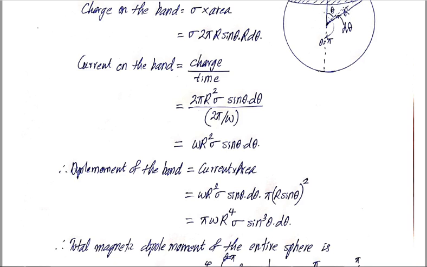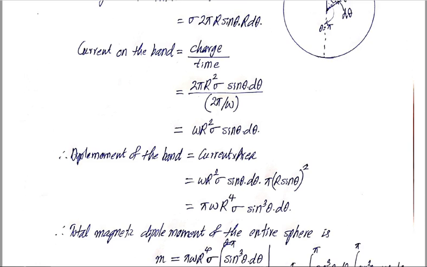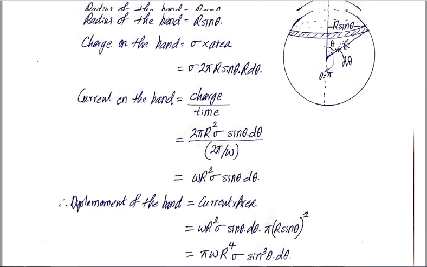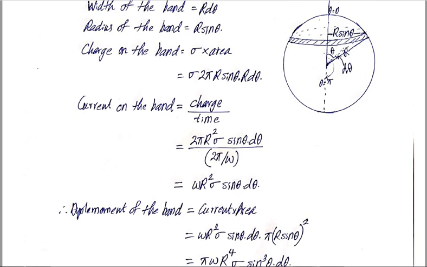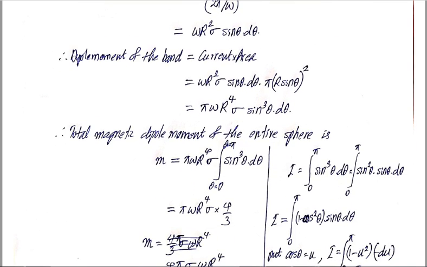Therefore, the total magnetic dipole moment of the entire sphere is obtained by integrating this expression for all narrow bands, starting from the angle theta equal to 0 to the angle theta equal to pi. If we integrate from theta equal to 0 to theta equal to pi, we will cover the entire surface of the sphere. Therefore, we get the total magnetic dipole moment equal to pi omega r raised to 4 sigma. The constants can be taken out. Then the integral of theta from 0 to pi sin cube theta d theta.